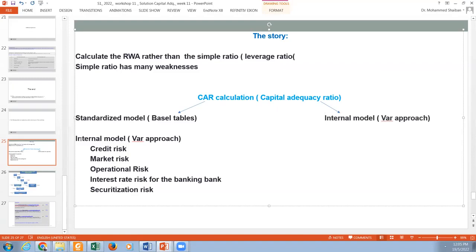So the problem with the standardized approach is that we have to calculate risk-weighted assets for all those risks. So the tables are coming to calculate the risk-weighted assets for credit risk, market risk, operational risk, interest rate risk, and securitization risk. And this could be a hassle, some challenges, if you are not really aware how to use the tables and to do all these things.